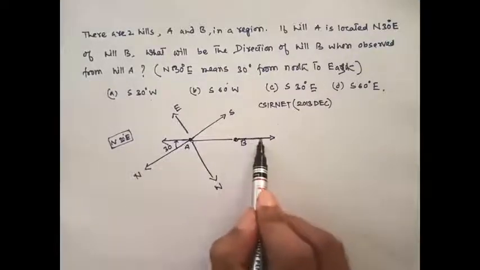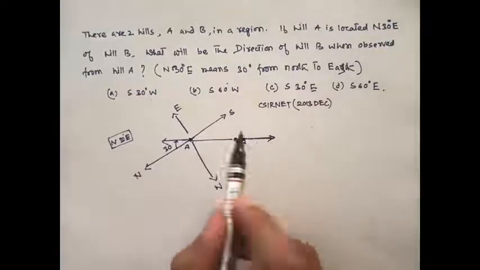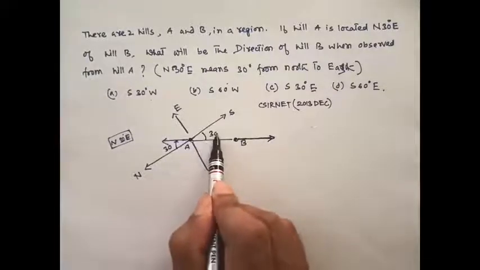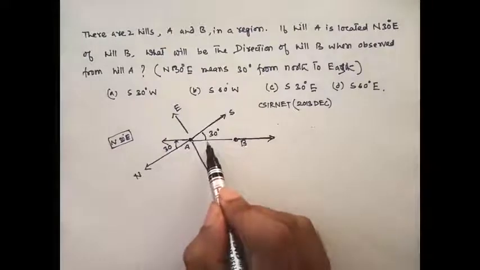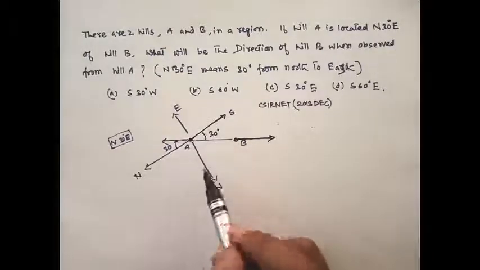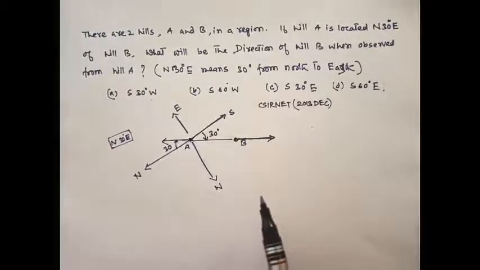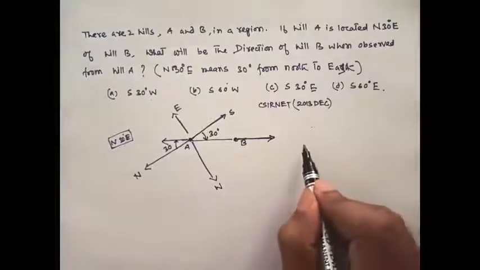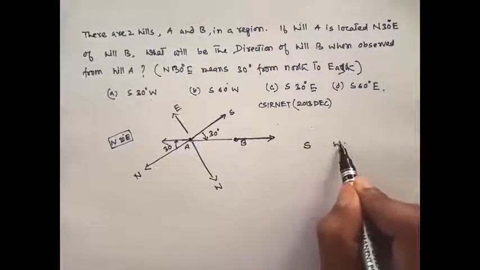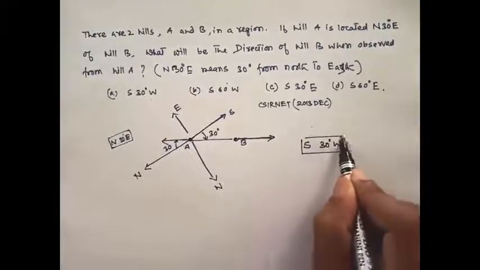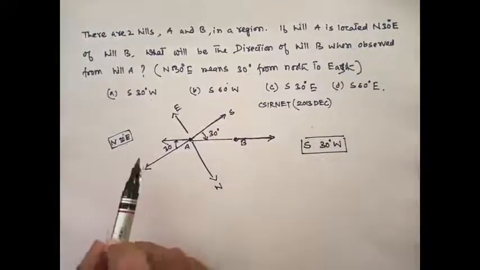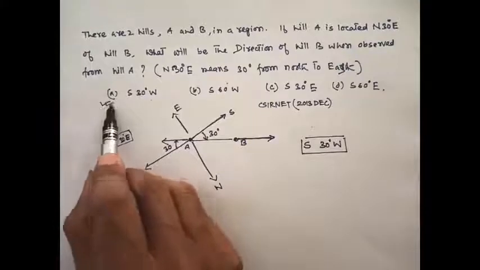So this will be the direction. This direction will make a 30-degree angle with the south direction, along west, from south to west. So our correct answer will be south to west, and the angle is 30 degrees. So option A will be the correct one.